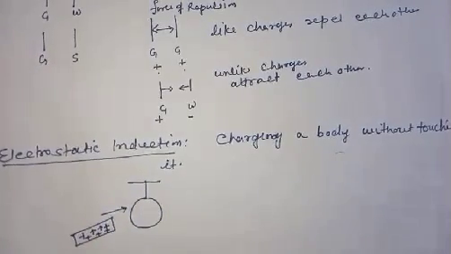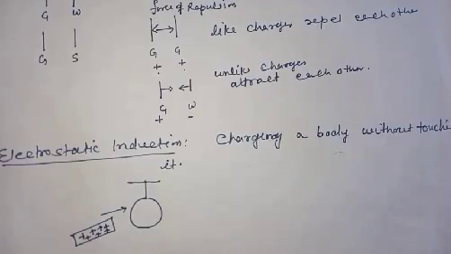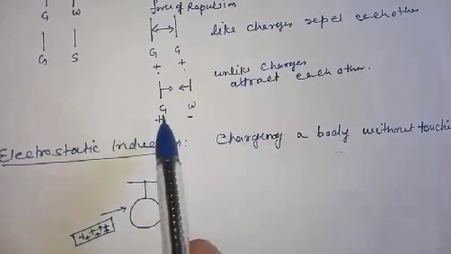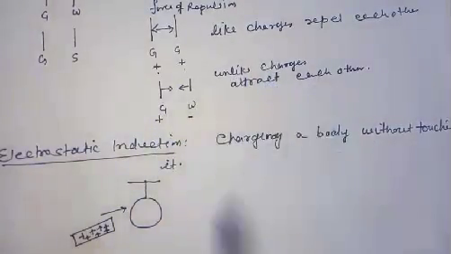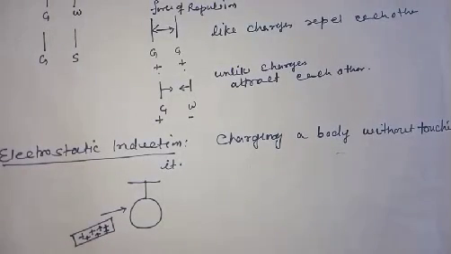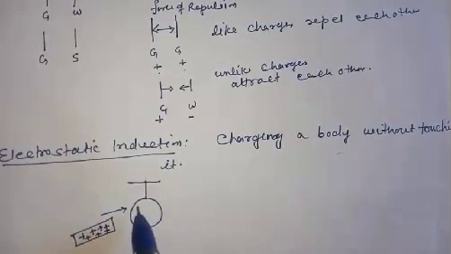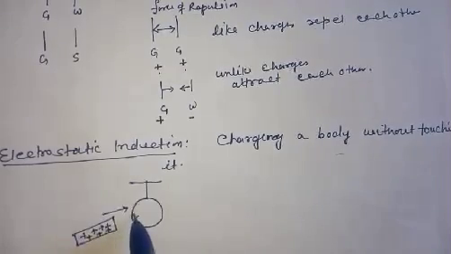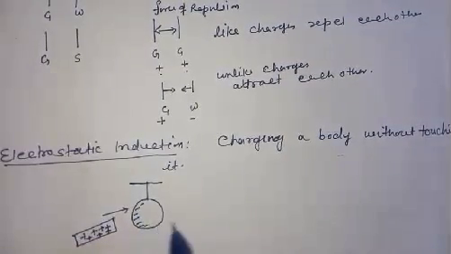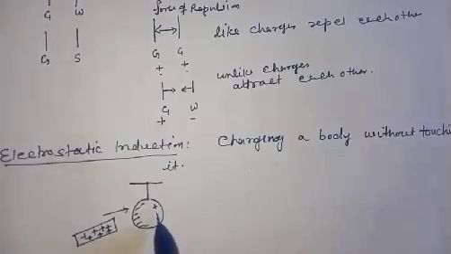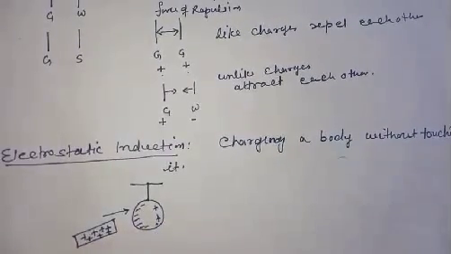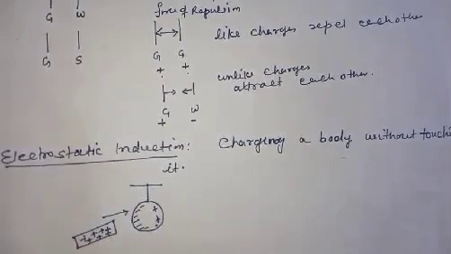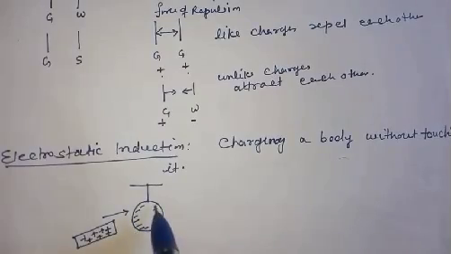Now what will happen? What we learned from here is that unlike charges attract each other, right? I told you electrons always reside on the surface of the atom. So this positive charge will attract all these electrons toward itself, and it will repel the positive charge away. So now negative charge accumulates here, positive charge there.